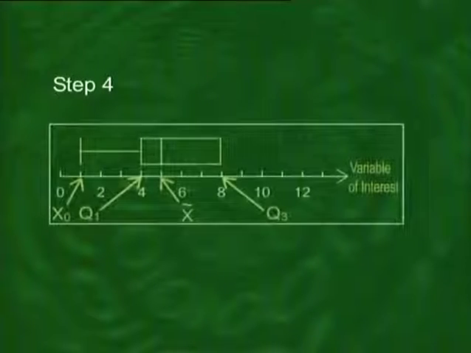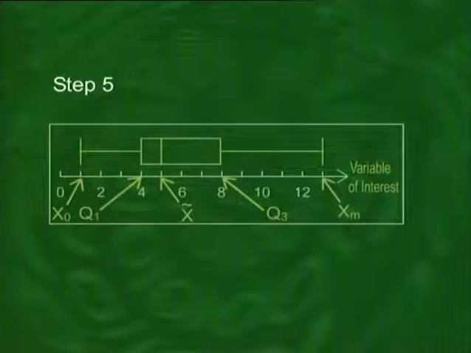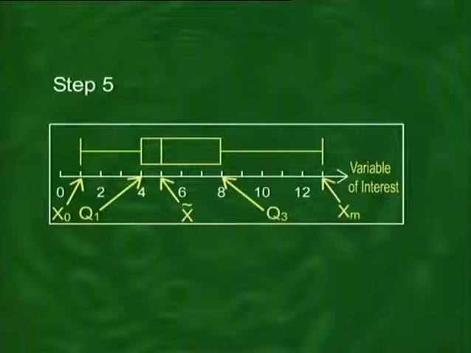After that, the box is divided into 2 parts by a vertical line that aligns with the median. Next, a line that is a whisker is extended from the left end of the box to a point that aligns with x naught, the smallest measurement in our data set. And last but not the least, another line, that is the other whisker, is extended from the right end of the box to a point that aligns with the largest measurement in the data set. So in this manner we get this very interesting plot, a box and 2 whiskers.